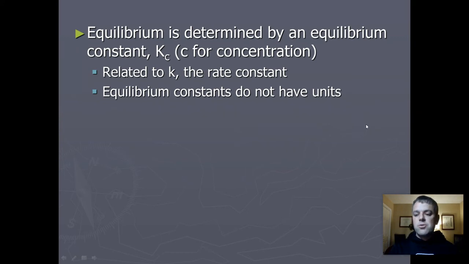Equilibrium constants do not, however, have units. For rate constants, figuring out what the units are was an essential part of solving a kinetics problem. But equilibrium constants don't have units. Well, technically they do have units, but the units all cancel out, and so they're not significant. So we just ignore the units.